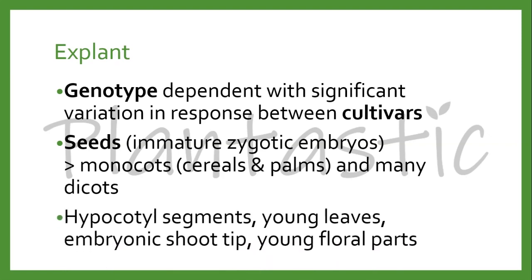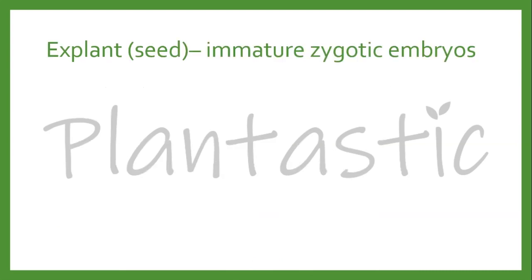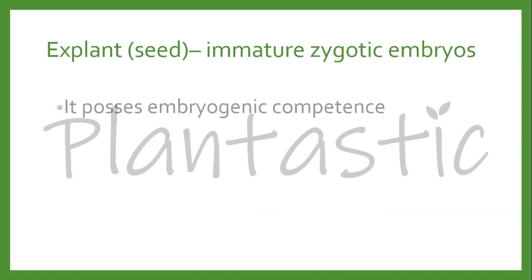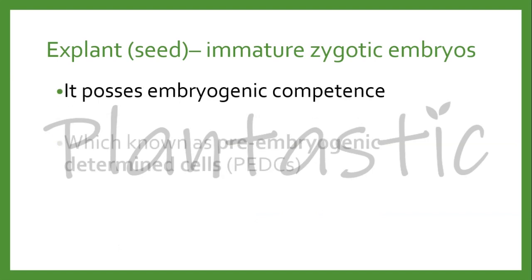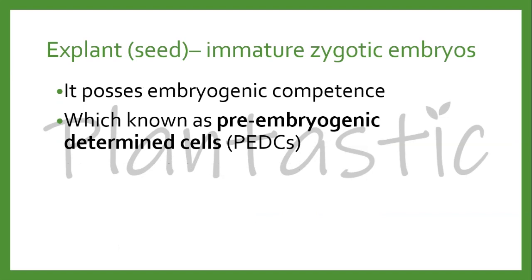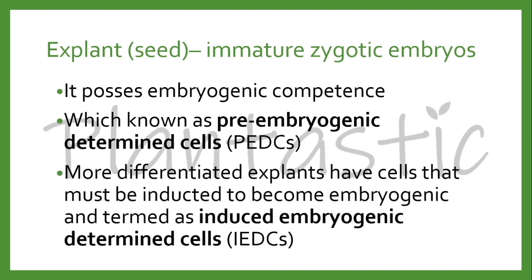Commonly, the explants used in somatic embryogenesis will be hypocotyl segments, young leaves, embryonic shoot tips, and also young floral parts. For the seed, the immature zygotic embryos possess embryogenic competence, which is known as pre-embryogenic determined cells. More differentiated explants have cells that must be induced to become embryogenic, and then they are termed induced embryogenic determined cells.